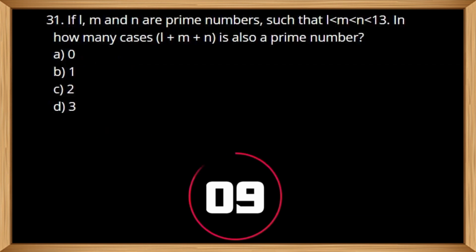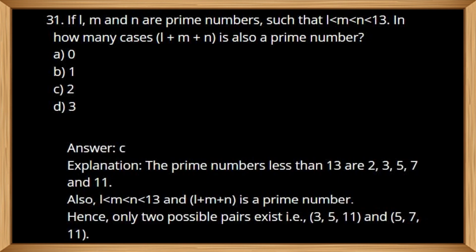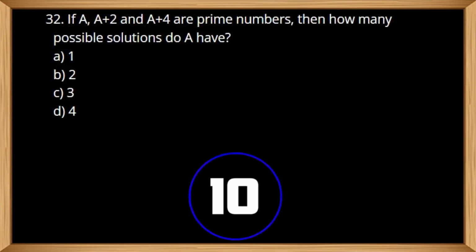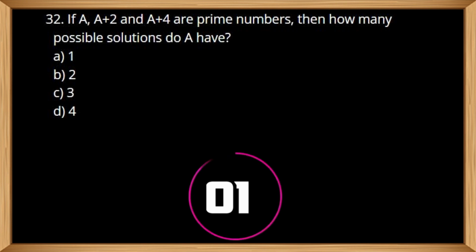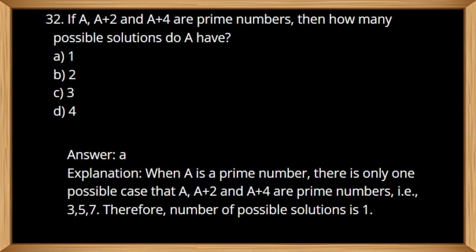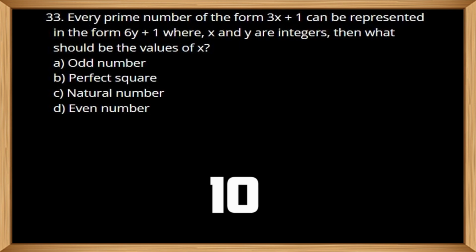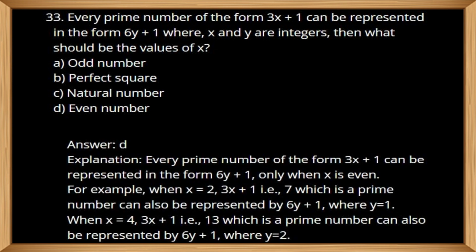If L, M and N are prime numbers such that L less than M, M less than N, N less than 13, in how many cases is L plus M plus N also a prime number? Option C 2. If A plus 2 and A plus 4 are prime numbers, then how many possible solutions does A have? Option A 1. Every prime number of the form 3x plus 1 can be represented in the form 6y plus 1 where x and y are integers, then what should be the value of x?